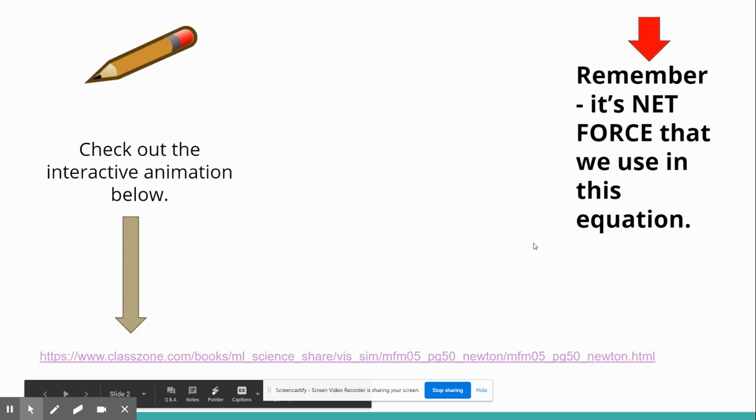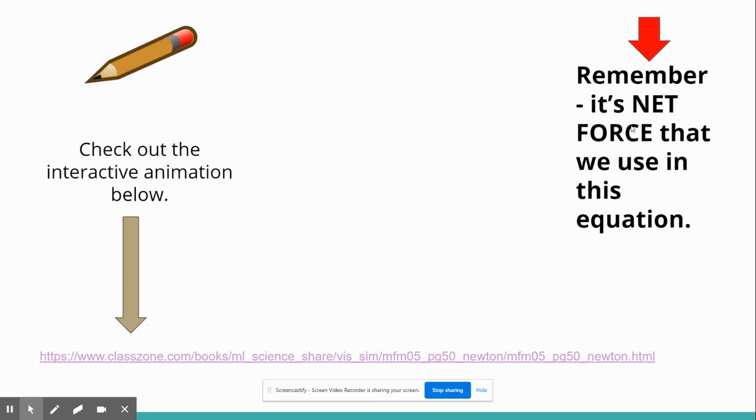One thing we want to point out to you guys, and I think this gets forgotten a lot, is that a lot of kids will memorize Newton's second law of motion and say force equals mass times acceleration. And I think the fact that it's net force on the object gets lost a lot in this.